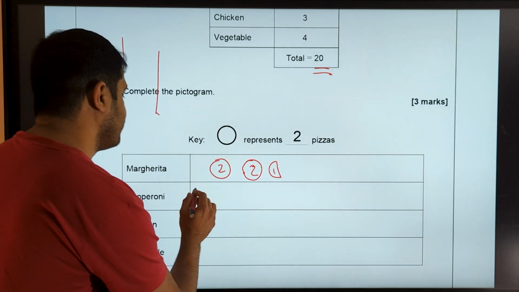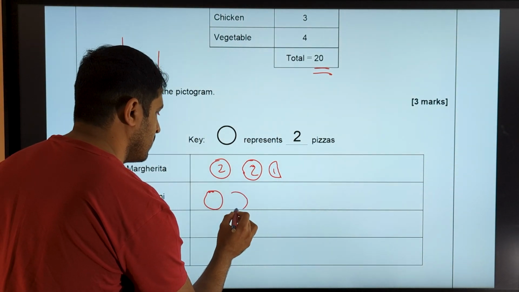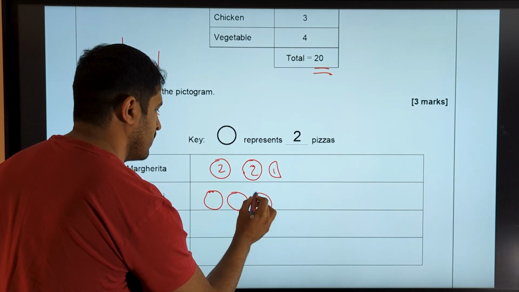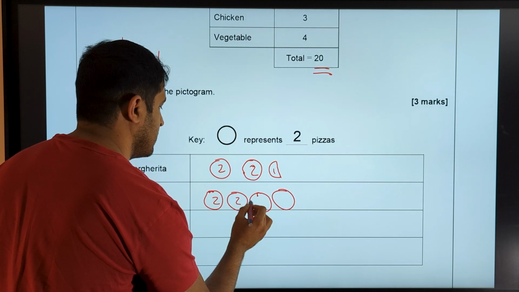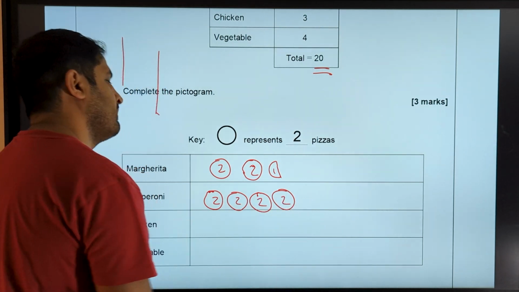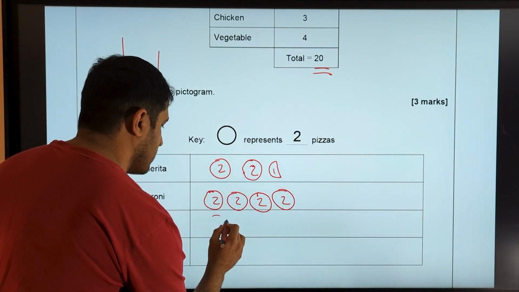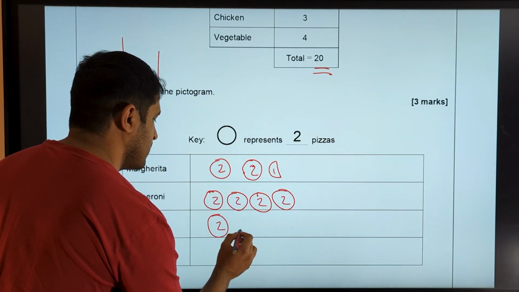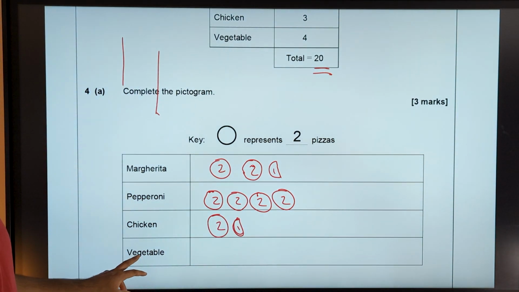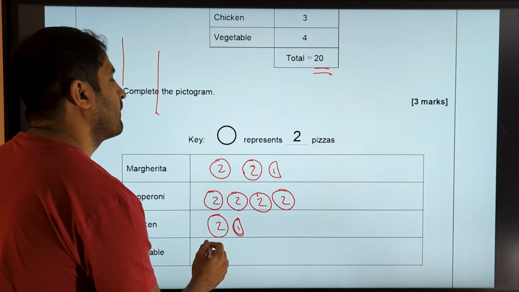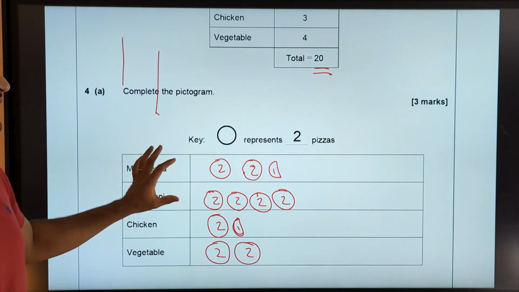Pepperoni, we had 8, so I need to do 4 circles: 2, 4, 6, and 8. That gives you a total of 8 pizzas. And for chicken, we needed 3, so I'll do 1 full circle and then a half circle. That's 3 for chicken. The vegetable is 4, so we just need to do 2 circles. So that's what the pictogram should look like.